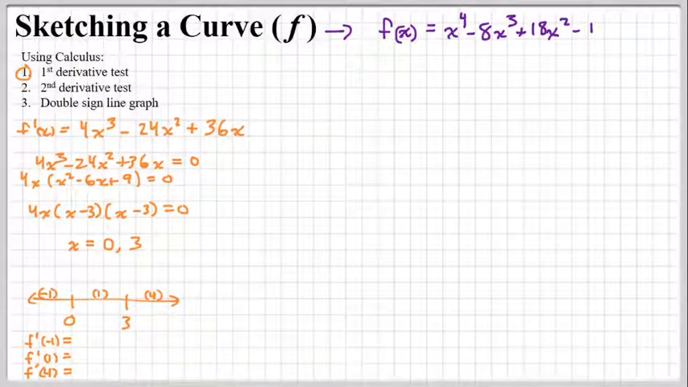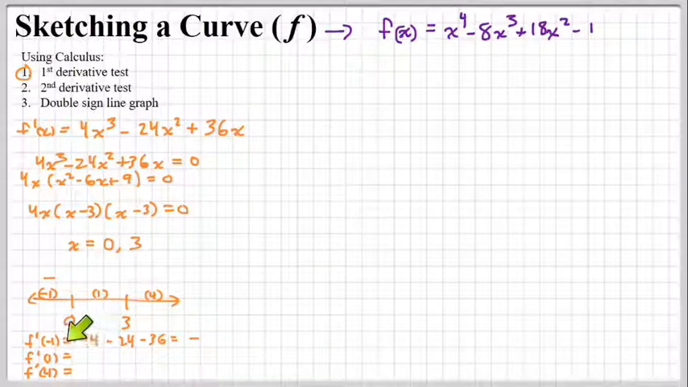So if I plug in -1, I know that this third power is going to keep it negative, and so that's going to be a -4. And then over here, that's going to be a positive, so that's going to be a -24. And then if I plug a -1 into that, it's going to be a -36. That is clearly going to be a negative number. So in this first interval right here, we know that we're negative.